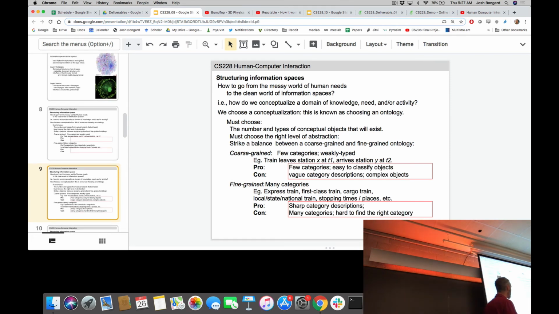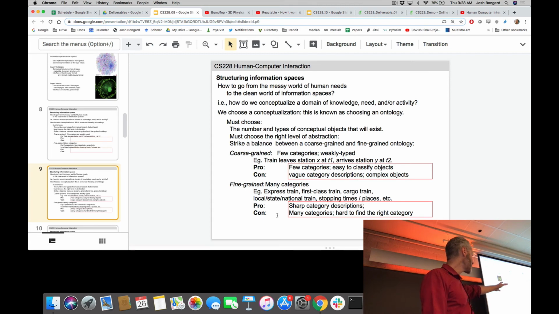You can come up with your own pros and cons. In the case of coarse graining, advantages, it's simple. We have a new train that's been added to the schedule. It's easy to add it to the coarse grain list, right? Where does it leave and when, and where does it arrive and when? Done, right? Okay. However, we get vague category descriptions, complex objects. We have to add additional metadata and notes and so on.